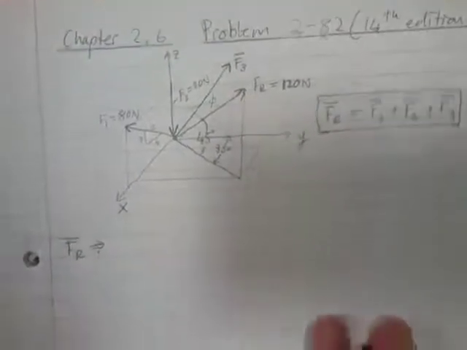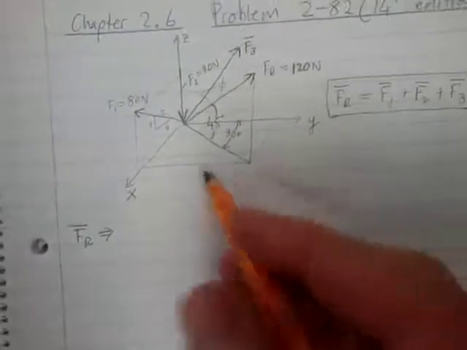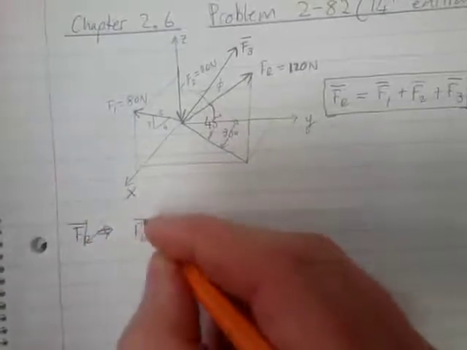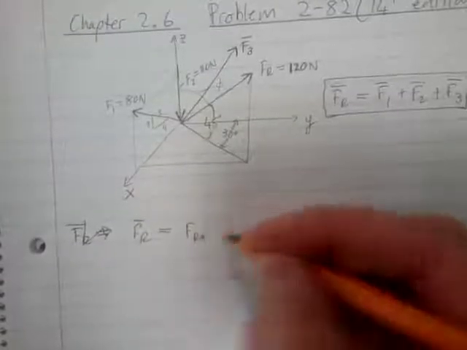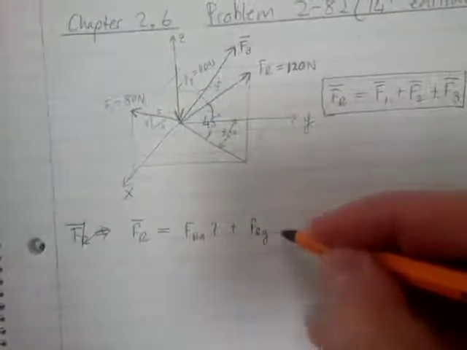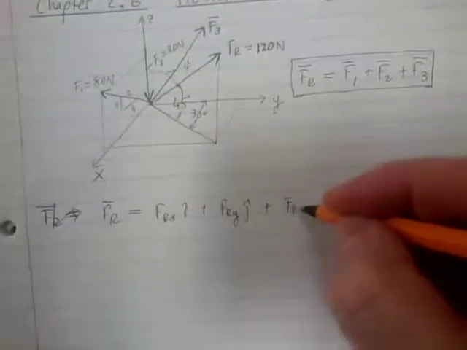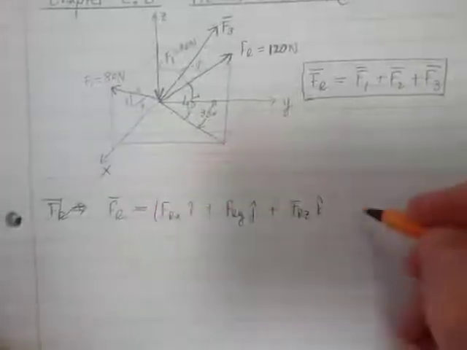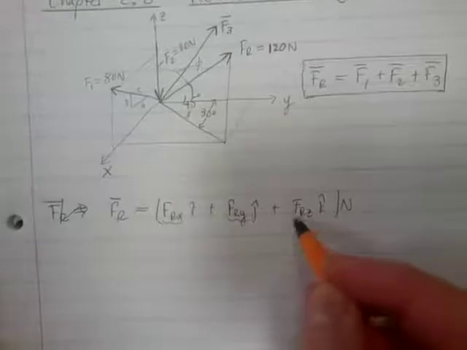Okay, hold on. Let me redo this. Fr in Cartesian vector form is Frx in the i plus Fry in the j plus Frz in the k, Newton. So how do we determine these three components?